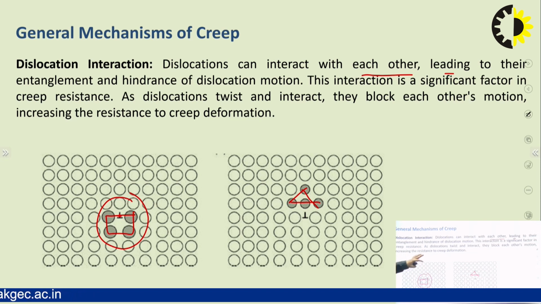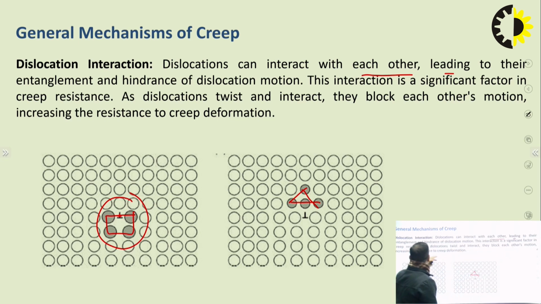So the interaction is a significant factor in creep resistance. As dislocations tangle and interact, they block each other's motion, increasing the resistance to creep deformation.